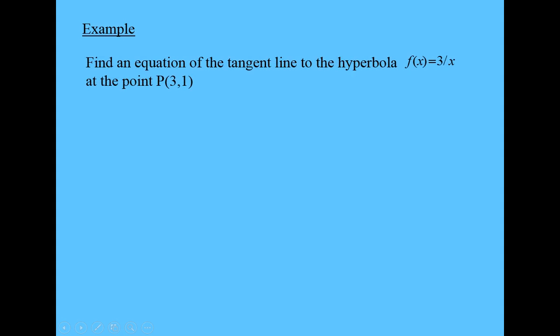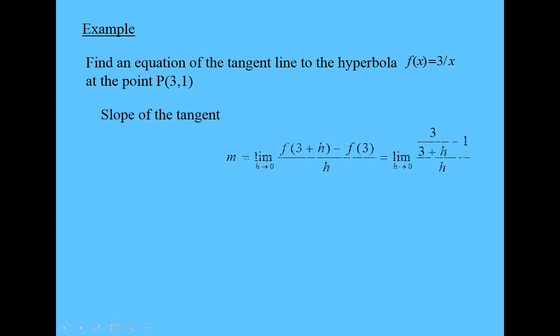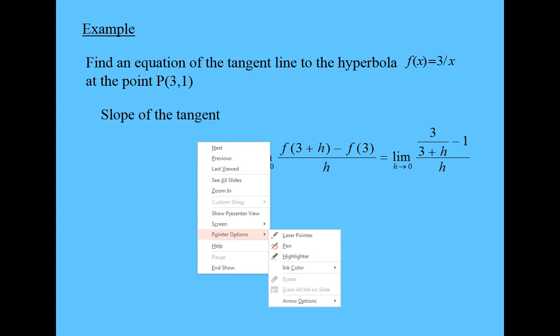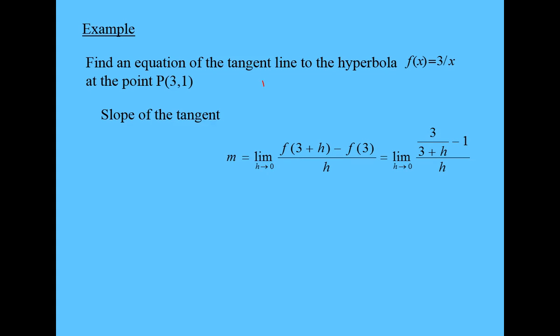An example, find an equation of the tangent line to the hyperbola f of x equals 3 divided by x at the point 3, 1. In order to find the equation of a tangent line, we need the slope of the tangent line. So how would we find the slope of that tangent line? We're going to use our limits. Notice we're using the form, the limit of f of a plus h minus f of a all divided by h as h goes to 0. That's what we're using, this form.